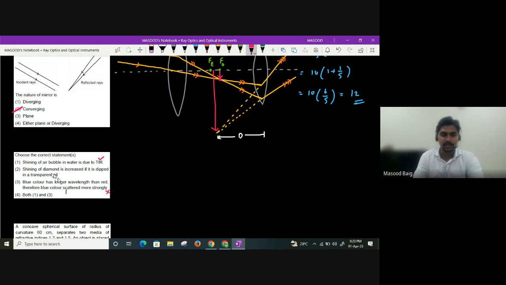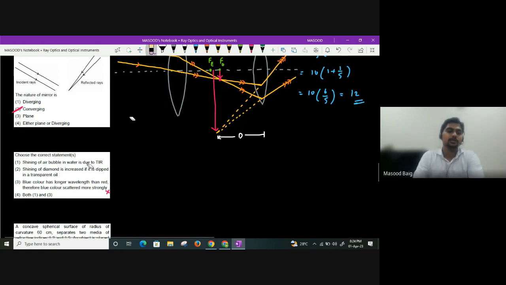What they are saying, shining of diamond is increased if it is dipped in transparent oil, it seems. Will it be increased, guys? Oil will have less density again. So it will travel from denser to rarer medium. Yes, there is a possibility for this also. So shining of air bubble in water. No, first one is wrong, guys.